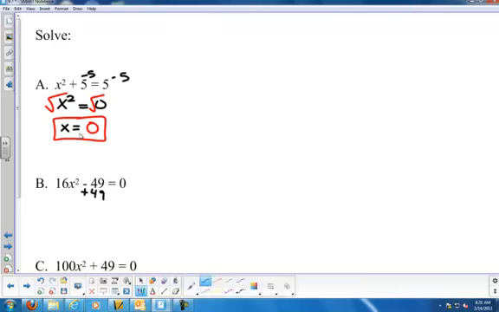Here we would add 49 to both sides. So 16x squared equals 49. Next step would be to divide by 16. So x squared equals 49 over 16. And then we're going to square root. Pretty much you're square rooting the whole thing.